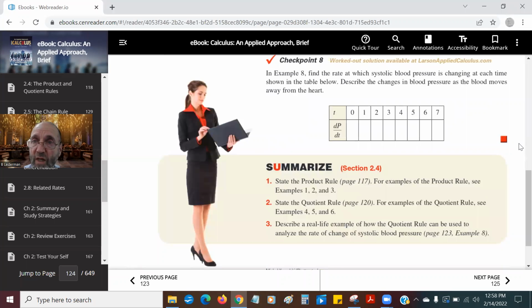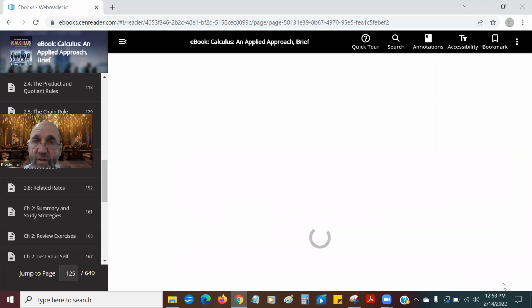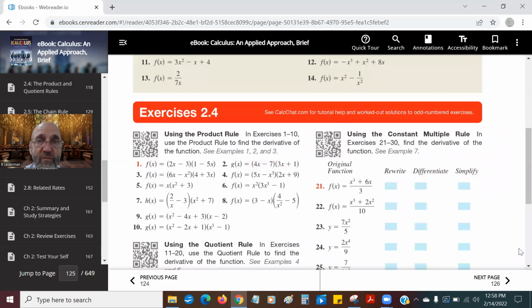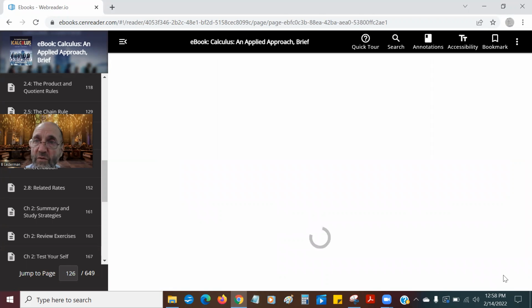So that's our product rule and our quotient rule. And now we have some beautiful homework that we're going to give you. I'm going to be putting the homework up on Canvas, as usual. Because I know you guys love doing homework. Who wouldn't love doing homework?